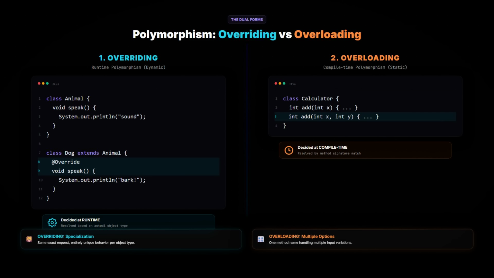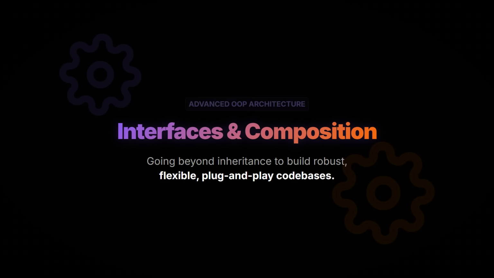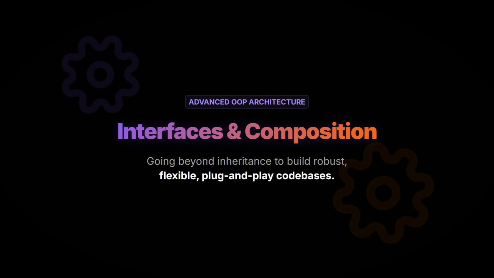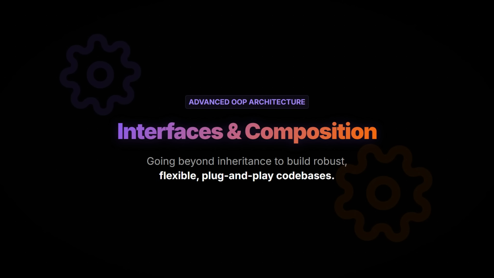A simple way to remember the difference is this. Overloading is about offering different options. Overriding is about specialization. One gives you multiple ways to use a method. The other lets different objects respond to the same request in their own way. At this point, we've covered the four pillars, but there are a few more ideas that complete the picture.